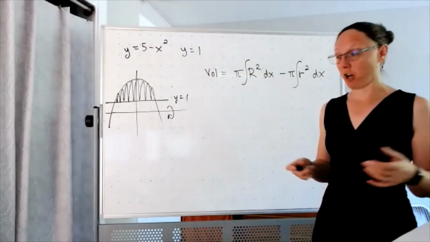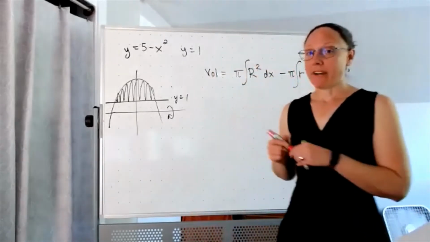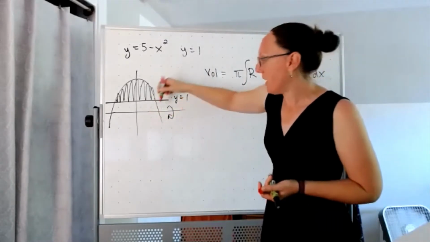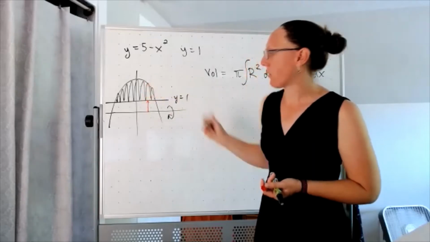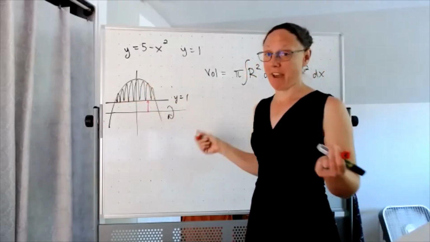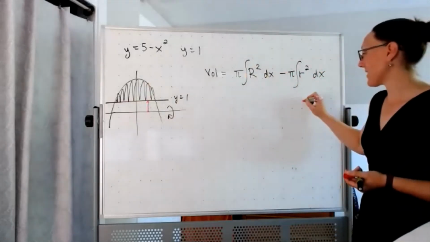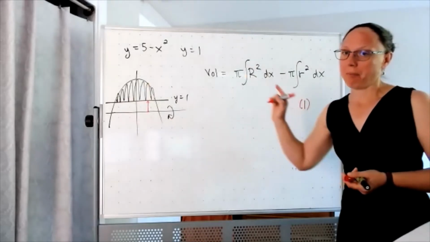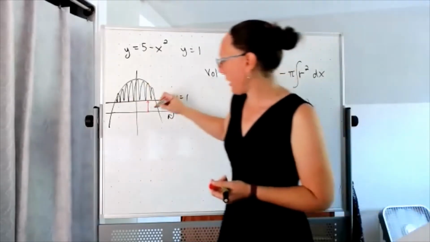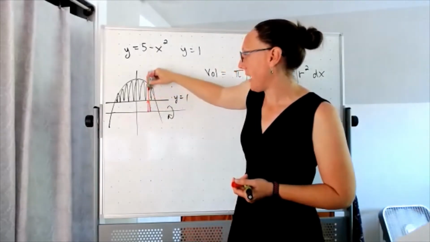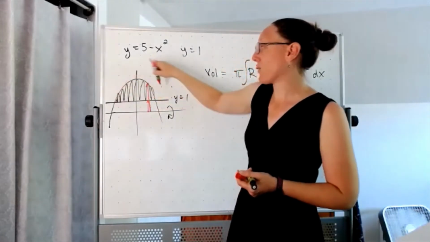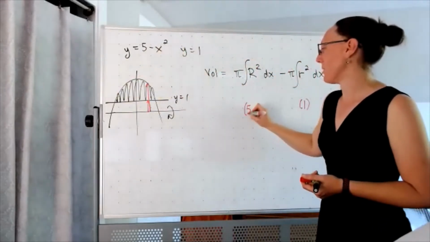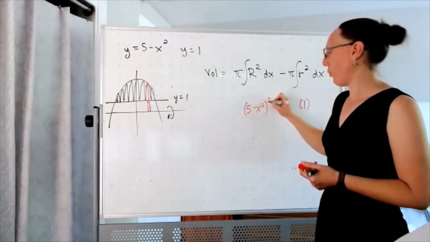I'm going to start with the radii first. I always measure a radius from what I'm rotating around, that axis of rotation, until I hit the function. So my small radius, I hit right there. And it's a constant value of y equals 1. So that small radius is just a 1 that I would be squaring. For my larger radius, I'm going to start at the axis of rotation, and I'm going to get to this outside function, which was 5 minus x squared. So that big radius piece is going to be the 5 minus x squared, whole thing squared.